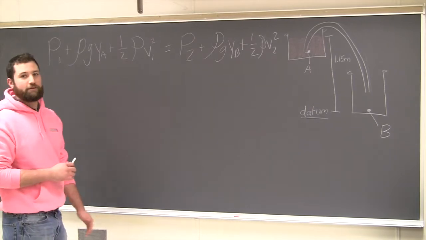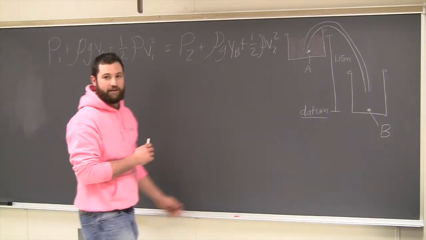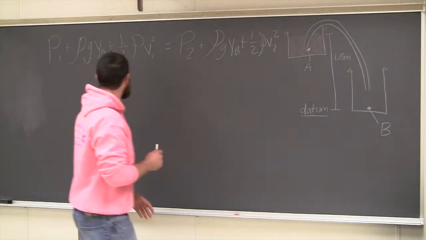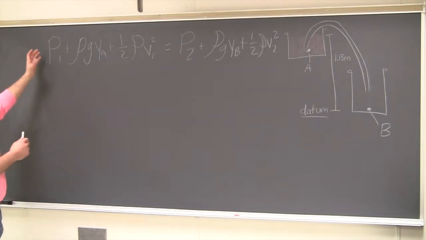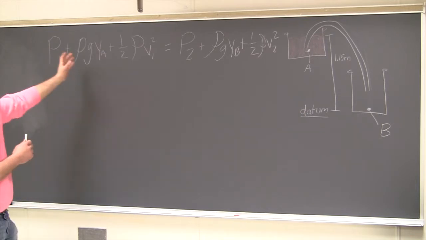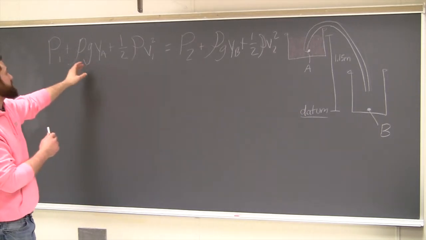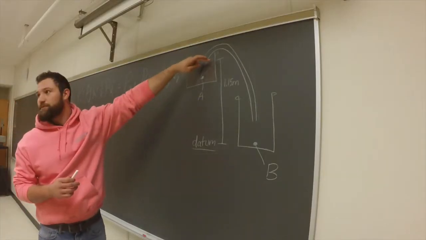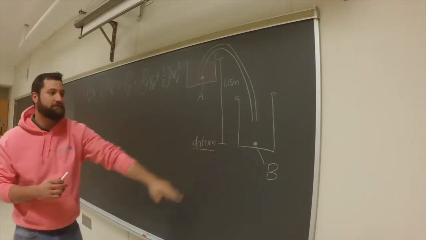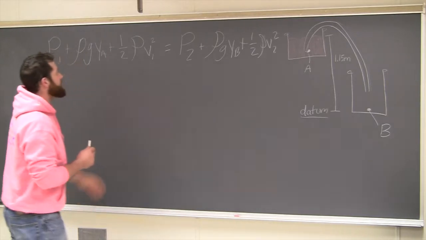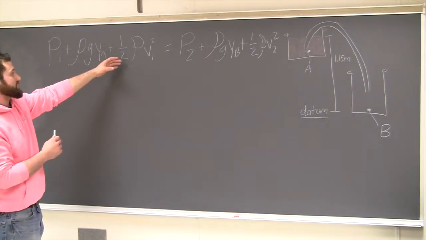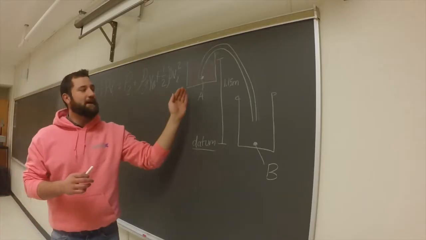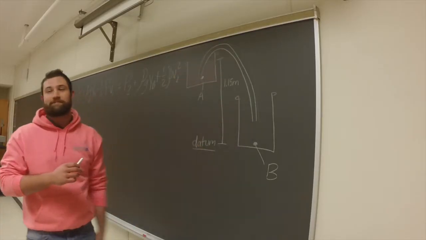So here we have Bernoulli's equation, and we are going to learn how to work out a problem with our siphon. Here we start out, we have our pressure energy, and then you have potential energy. The reason it's potential is because you have your height, and our height is right here from the top of this water level to the bottom of our point B. And then you have kinetic energy, which is kinetic because you have your velocity. Our velocity is how fast the water is traveling down the tube.